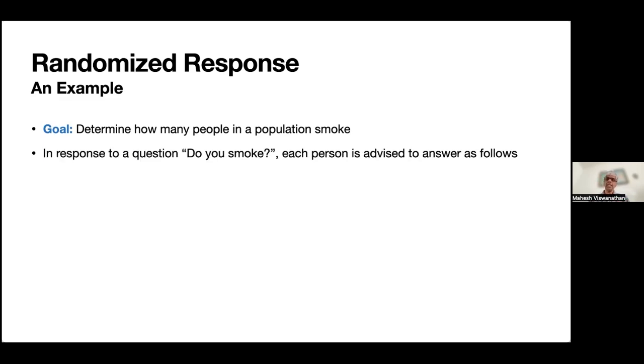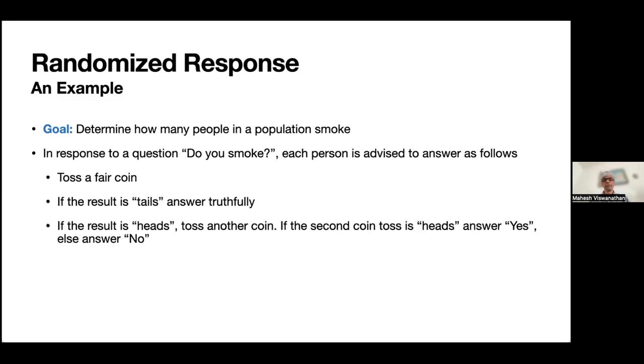So the idea is to do the following. You advise every individual about to whom you're going to ask this question, whether they smoke or not, to answer that question in the following manner. They're advised to toss a fair coin. And if the coin results in tails, then the individual is going to answer the question truthfully, whether they smoke or not. And if instead the coin results in heads, then they respond to this question randomly. So they toss another coin, and based on the result of the second coin toss, either answer yes or no.